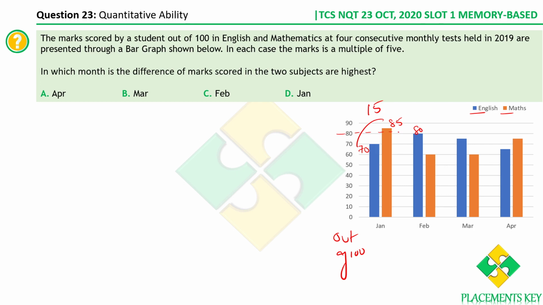I hope you are understanding. It's 80 here, whereas this here is 60. So what is the difference in this case? It is 20. In January the difference was 15. In February the difference is 20. In this case, it's between 70 and 80, so it is 75 here, and it is at 60. What is the difference in this case? It is again 15. So this is definitely not the answer, because they are close apart.